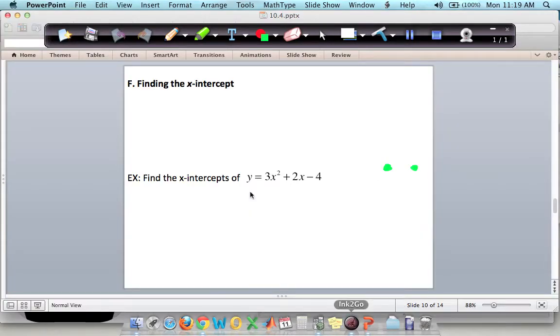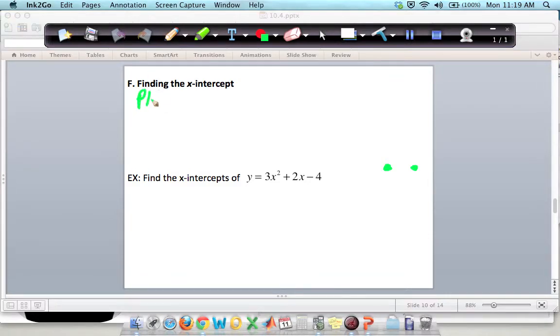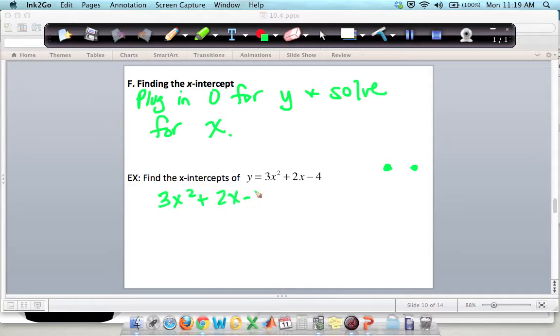So let's go back. Find the x-intercept. Plug in 0 for y and solve for x. You can use the graphing tool to do this, but I usually do this a different way, and I'll show you with this example right here. We're going to find the x-intercepts for that equation we just graphed. So we have 3x squared plus 2x minus 4 equals 0. Okay, and we're trying to find what these x values are.